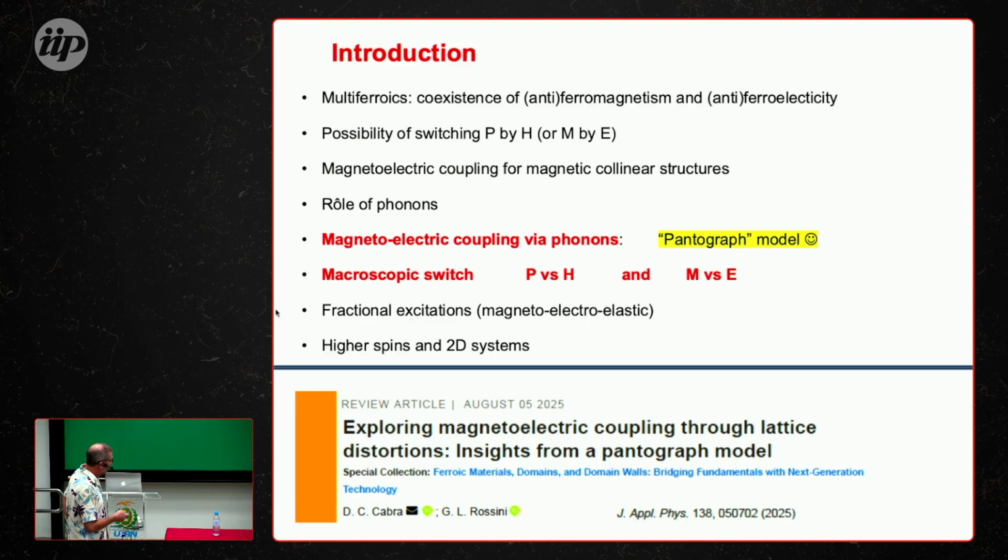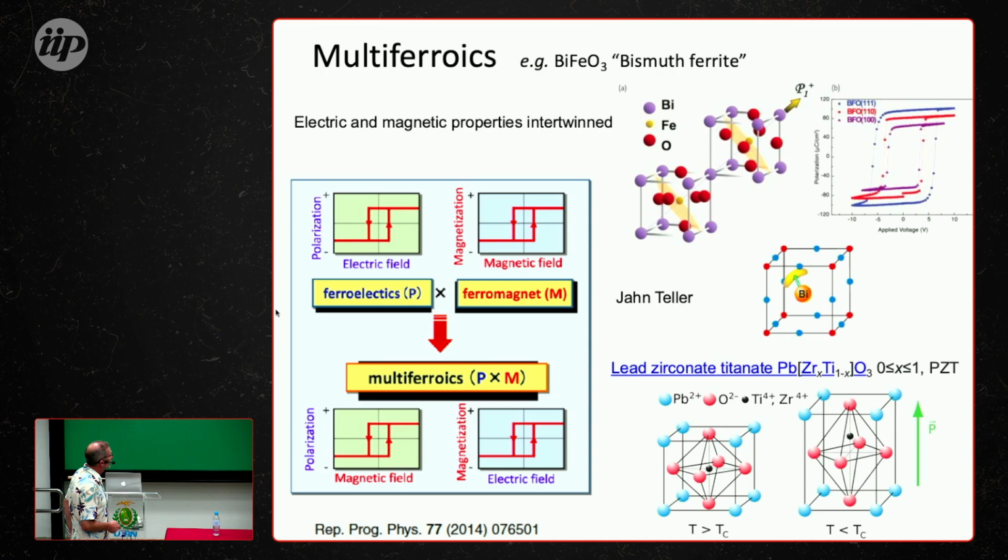Okay. So we recently wrote a review article in this Journal of Applied Physics where we collected all these results. Okay. So what are multiferroics? Very briefly, just to summarize what I said before. So normally you have a polarization varying with electric field and magnetization with a magnetic field.